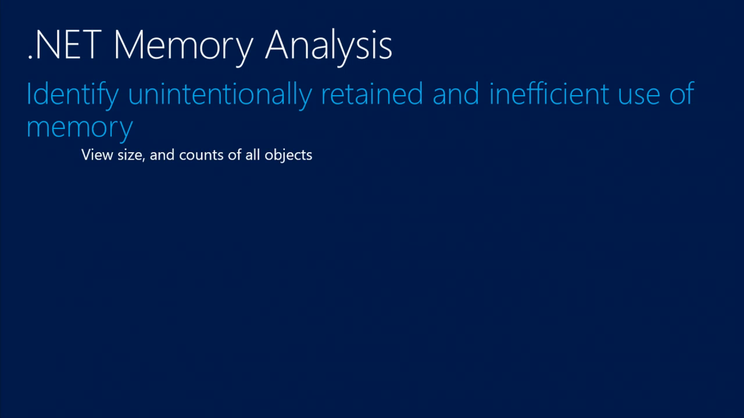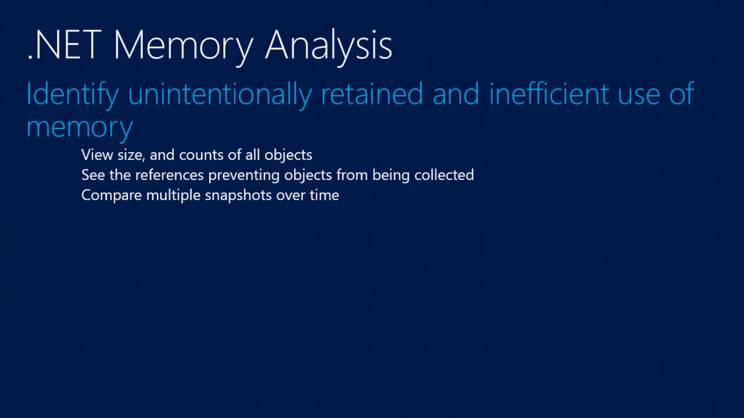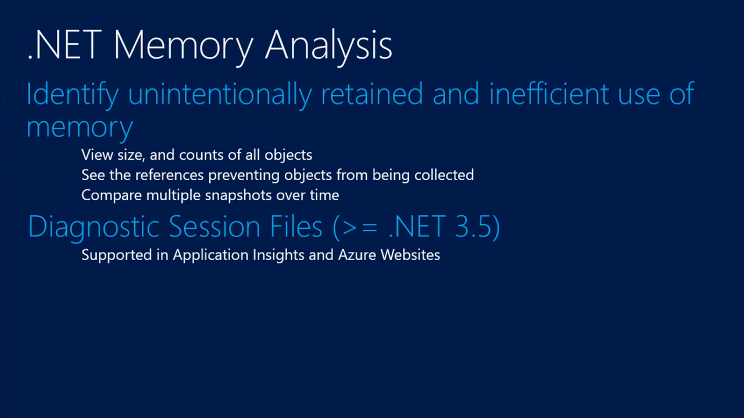So we allow you to see the size and counts of all object types that are in the managed heap. If you're a managed-only process, then that's probably what you mainly care about. We allow you to see the references preventing the object from being collected. As I talked about in the garbage collected world, you can see why this isn't being collected. And then we give you the ability to compare multiple snapshots over time. A lot of times with a leak, you say, okay, I have the snapshot, and I can see what's in memory, but I'm not really sure what's growing. So you can take one now, you can take one later, and you can say, what got bigger? We have 2 ways to view the memory data.